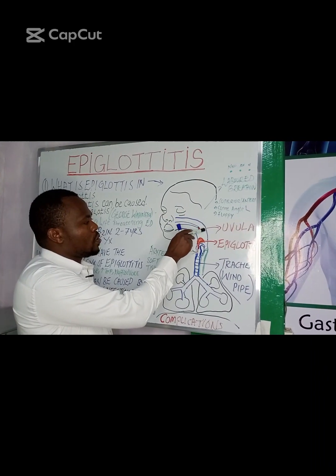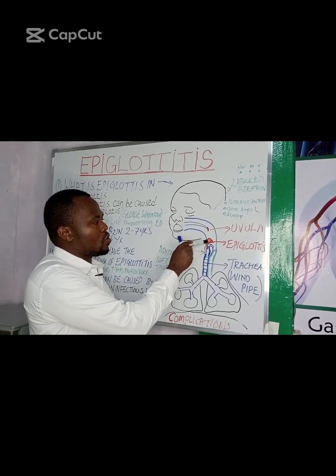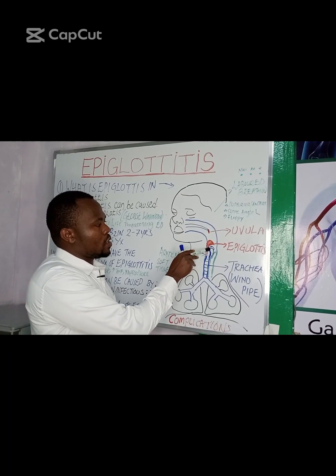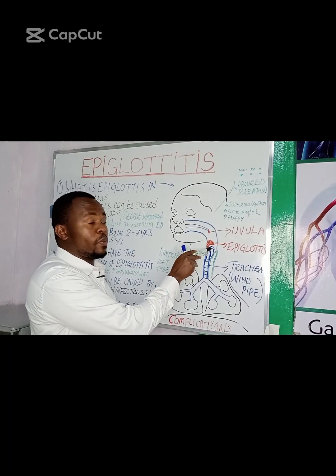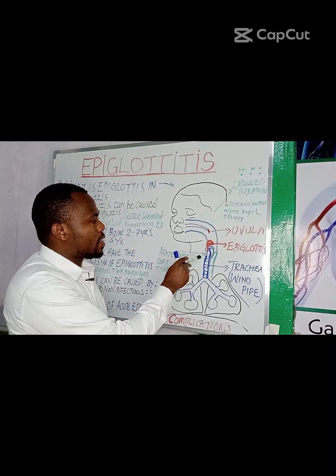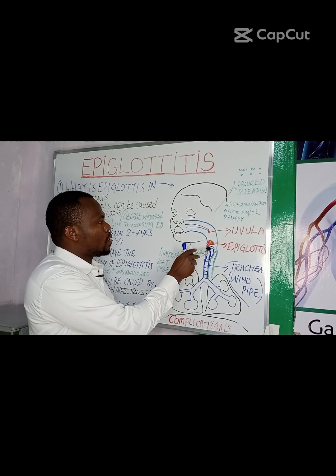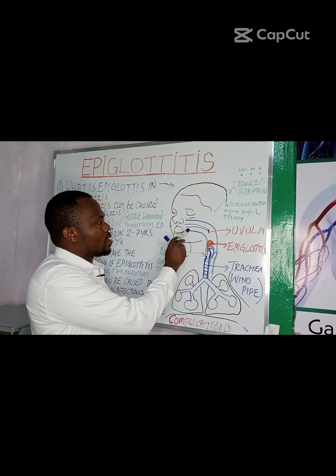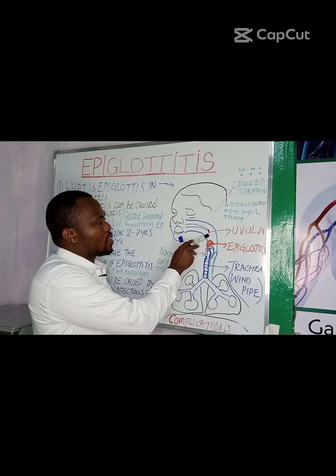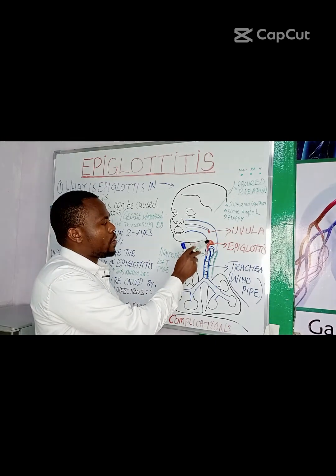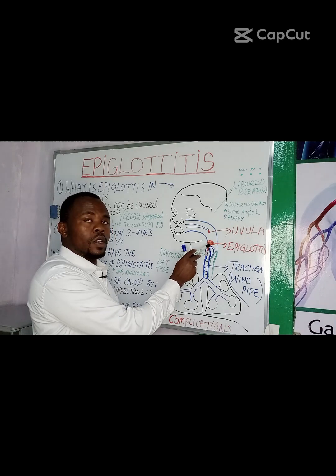The nose cavity will move down to the throat, then to this blue structure, the voice box or the larynx. We also have the mouth. This is the mouth cavity. This structure in red is called the uvula. Then we have this other structure in red, called the epiglottis.